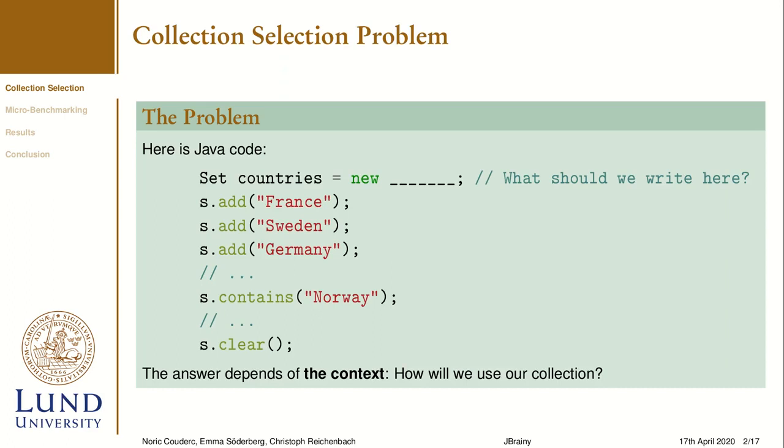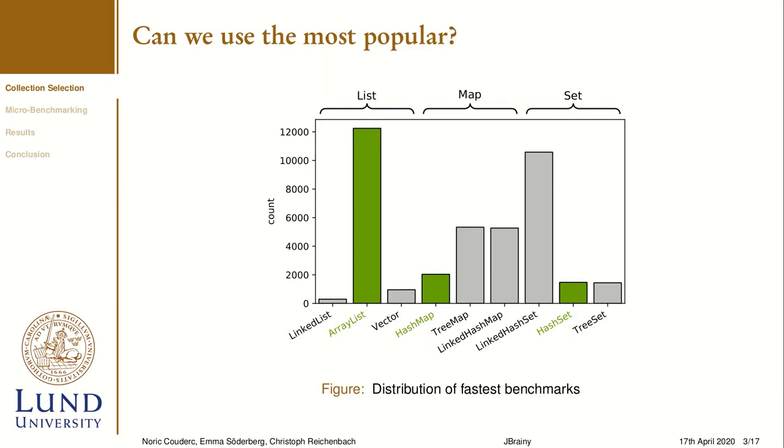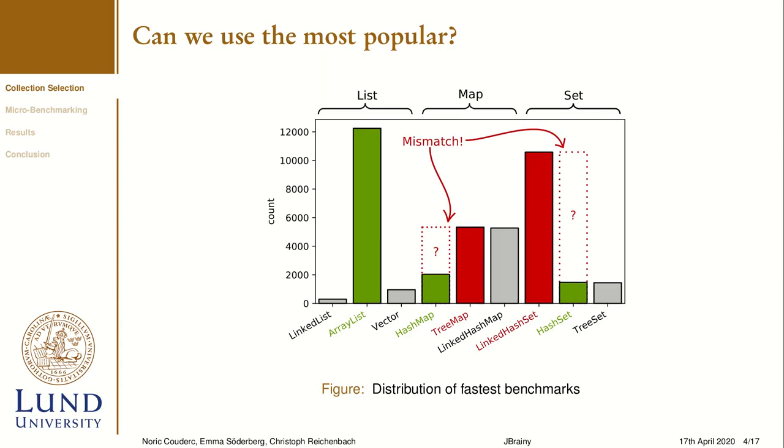The answer to that question depends on the context, how I will use my collection. So can we use the most popular one? What we've seen in our benchmarks is that the most popular ones are not necessarily the ones with the best performance. On this plot, the x-axis shows the different collections we've tried, and I'm going to come back to this slide to explain it a bit more, and on the y-axis you have some measure of performance. The ones in green, which are the most popular data structures, are not necessarily the ones that give the best performance.